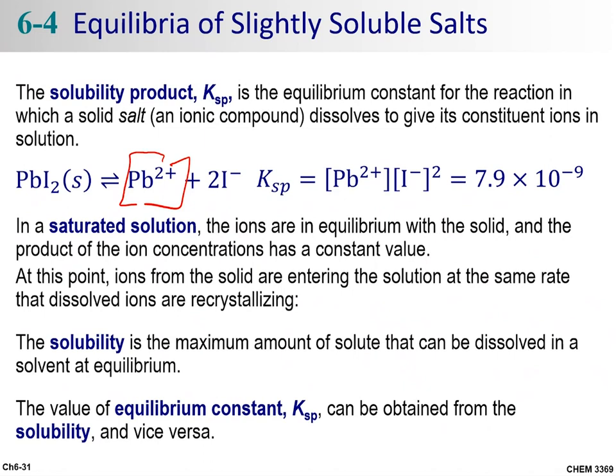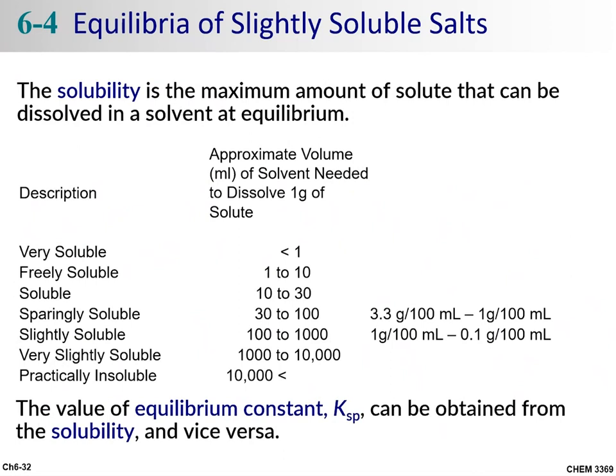Because the concentration of Pb2+ at equilibrium tells you how much of the solid PbI2 dissolved, because this Pb2+ comes from the PbI2, okay? And the concentration of Pb2+ at equilibrium can be calculated from the solubility product. So that's how we can go back and forth between these. All right, so in the title of this slide, I mentioned slightly soluble salts, okay?